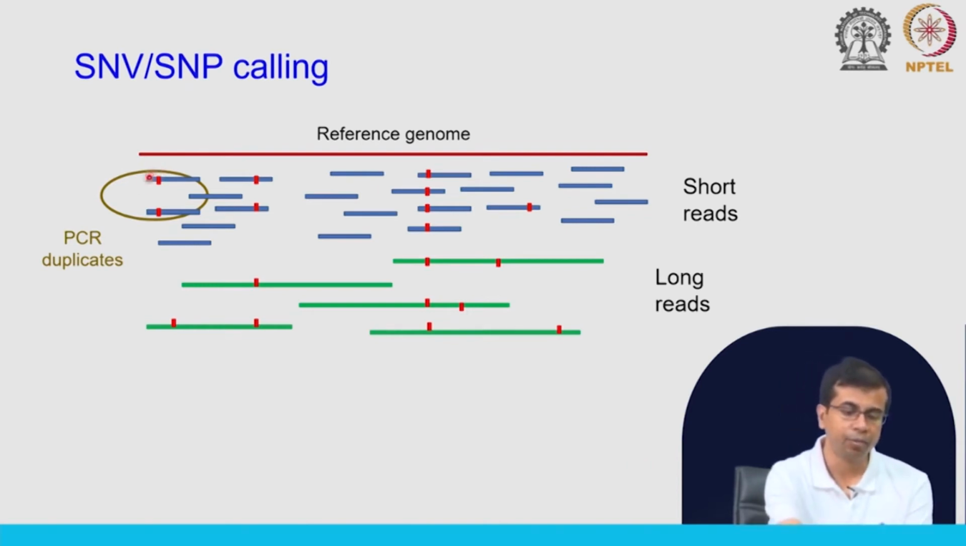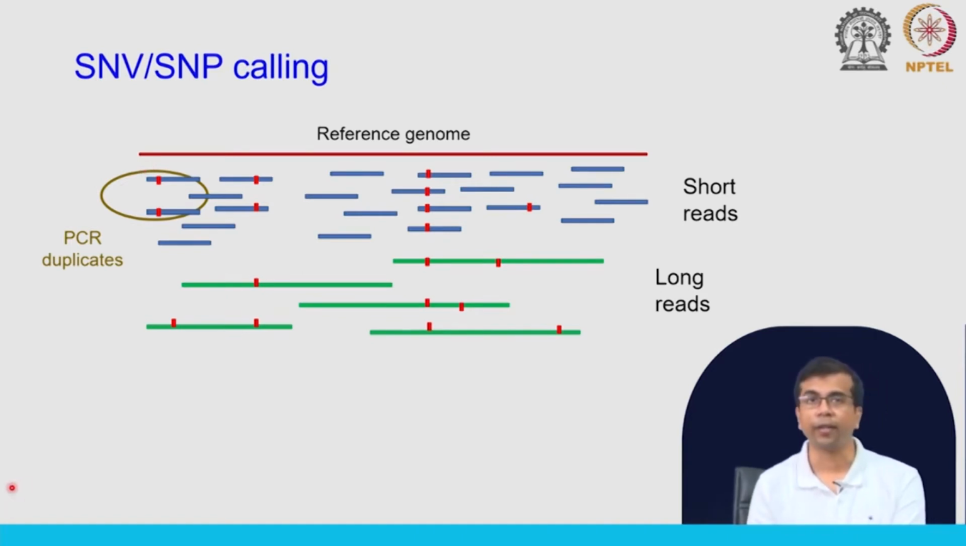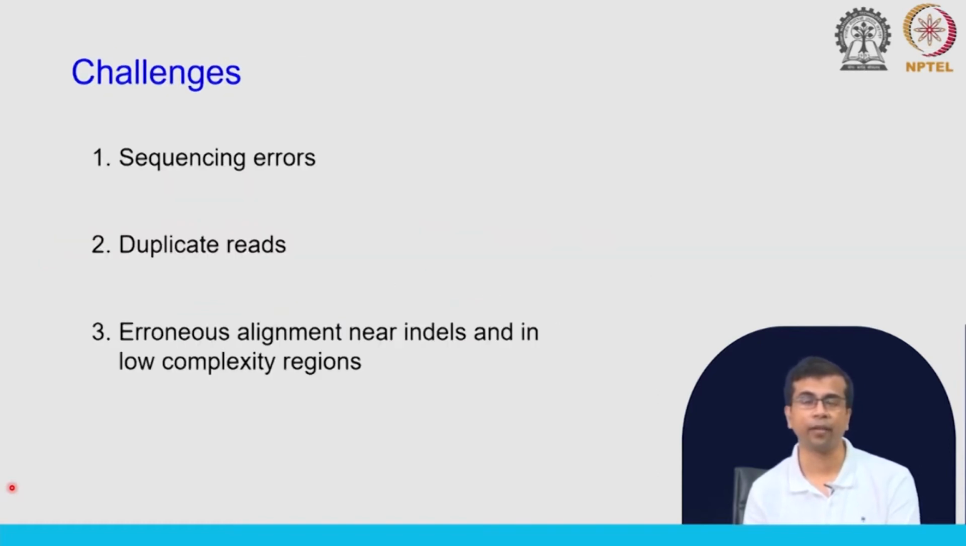So, imagine these two duplicates here, which I have highlighted, and both of these duplicates show this mismatch, shown by the red box here. You might think, okay, this is probably a SNP. But this is not the case. This is merely because we have duplicate reads, and both of them show a certain error in the data that leads to this mismatch.